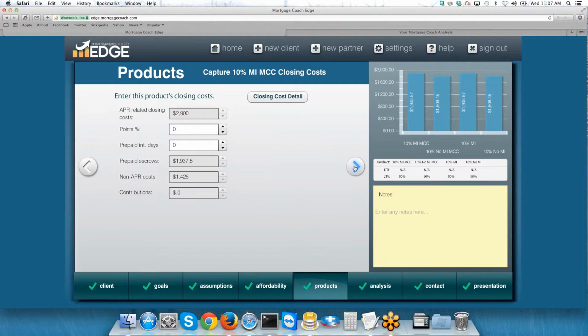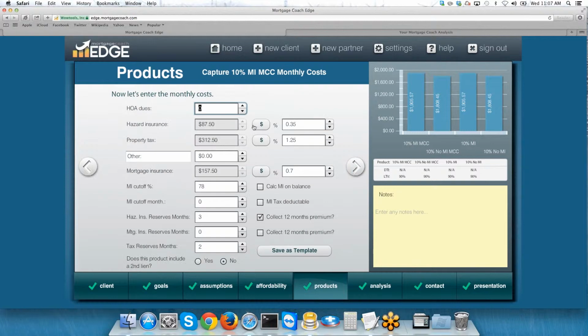Now, where those are coming from is the next screen. So you can see I've got my monthly hazard insurance, I've got my monthly property tax, and I've entered my mortgage insurance. Now, for a conventional loan, which this one is, I only need the 78% cutoff. I don't need to calculate the MI every year on the balance like I would for a government loan. And I don't need to specify a minimum number of months for the MI.